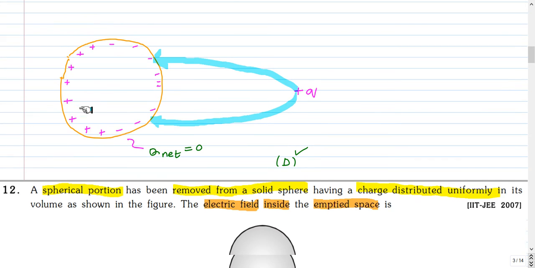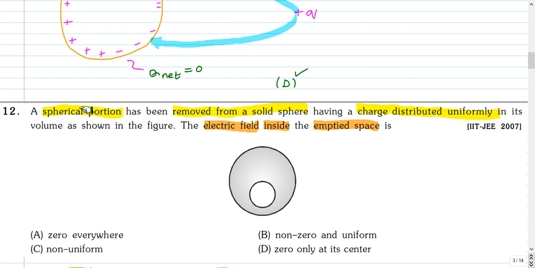Let's move to the next question. A spherical portion has been removed from a solid sphere having charge distributed uniformly in its volume as shown in the figure. The electric field inside the emptied space: 4 options are given. You can pause and attempt this question.